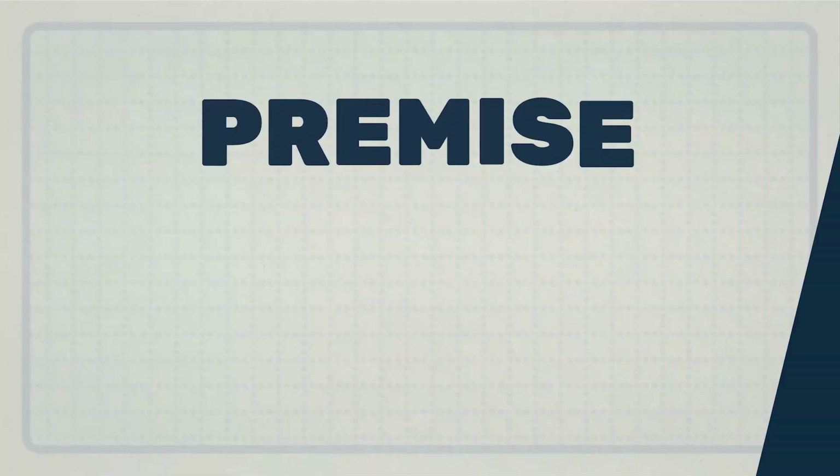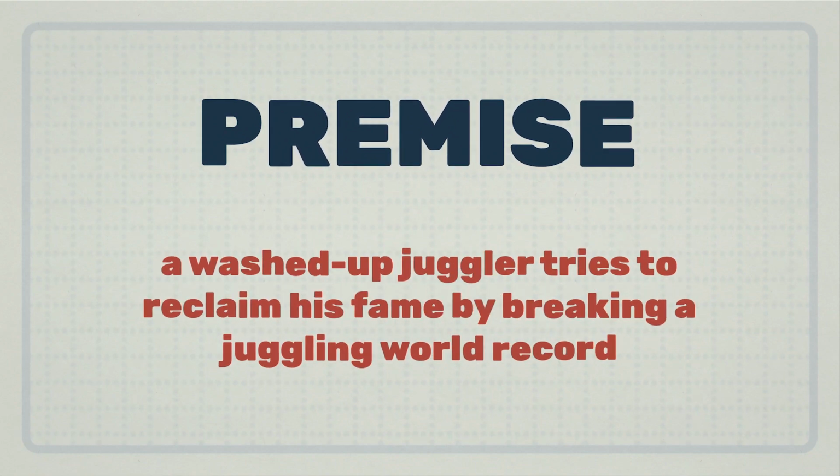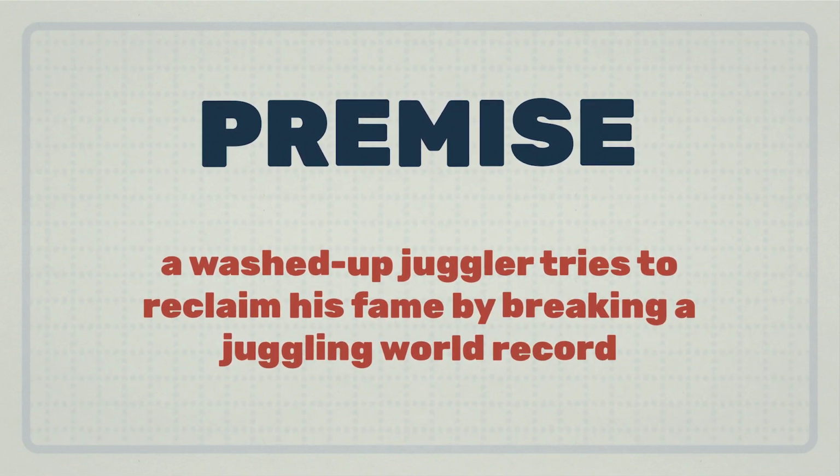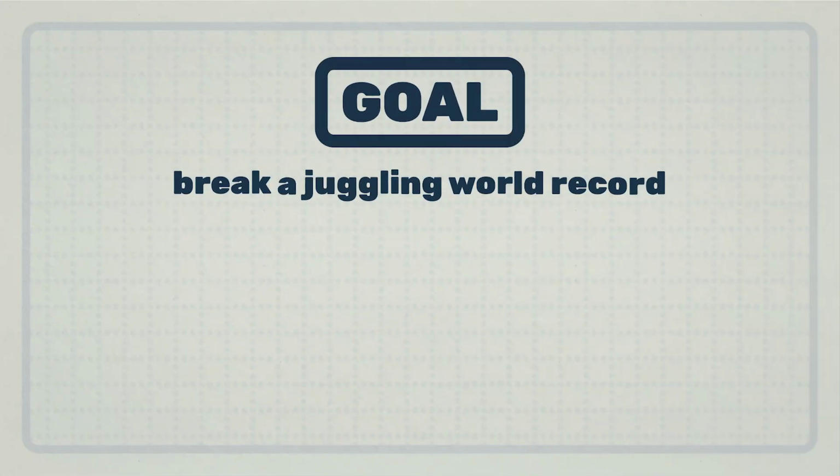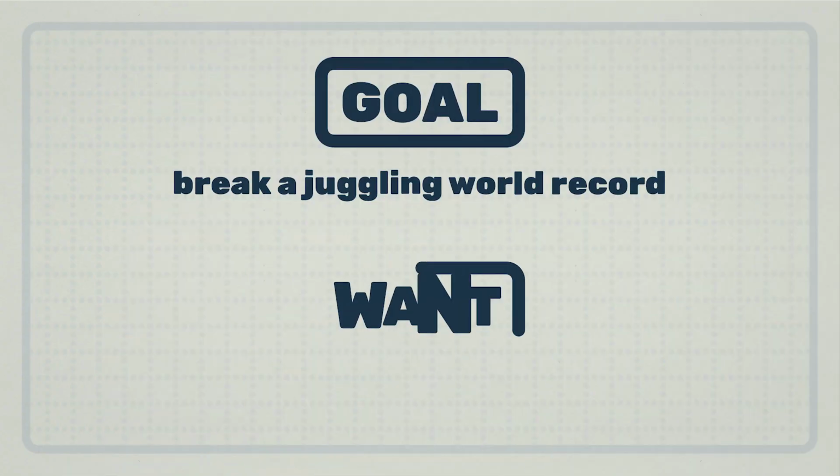So let's actually see this in action. We'll expand on our premise a little more and make it a washed-up juggler tries to reclaim his fame by breaking a juggling world record. This is easily something you might spot on a streaming site as a movie description, so we can safely say this is a pretty average premise. So first, we bring it back to the goal. Here, the goal inherent in the premise is to break the juggling world record. Also in our premise, conveniently, is the want, which would be fame or glory. So from here, we can easily flesh out most of the plot.